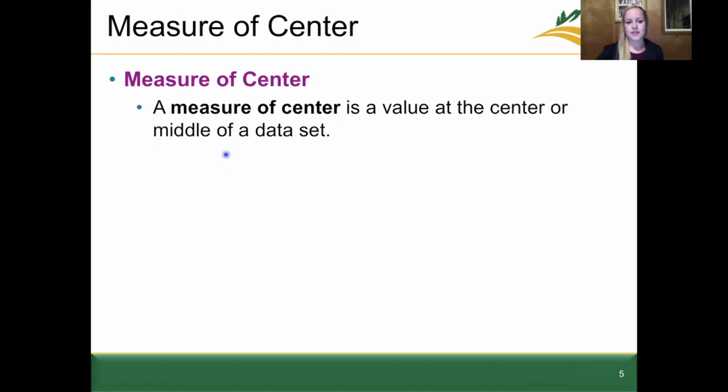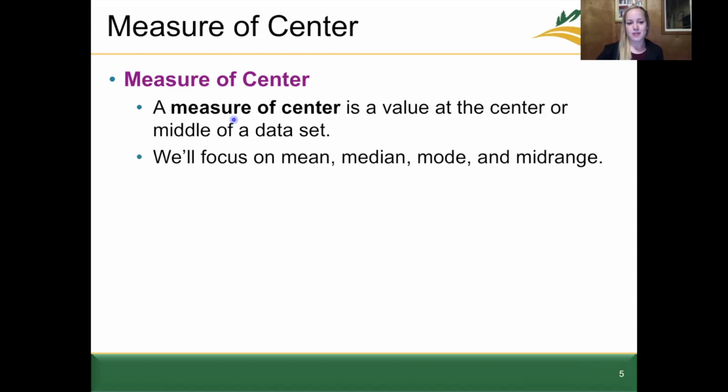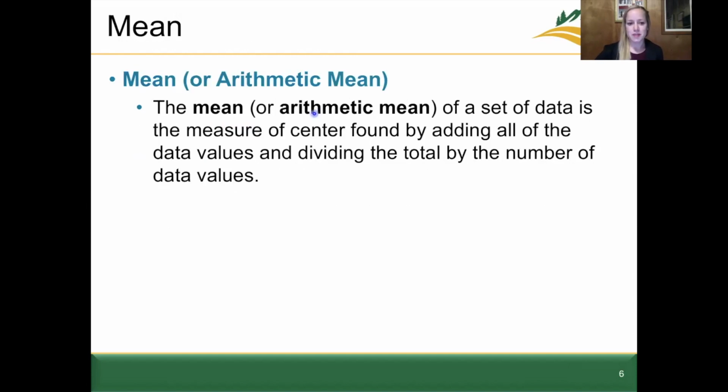Okay, so first, a measure of center is a value at the center or middle of a data set. Within measures of center, we'll focus on mean, median, mode, and mid-range. The first one we'll cover is mean. So the mean of a data set is the measure of center found by adding all of the data values and dividing by the total number of data values.